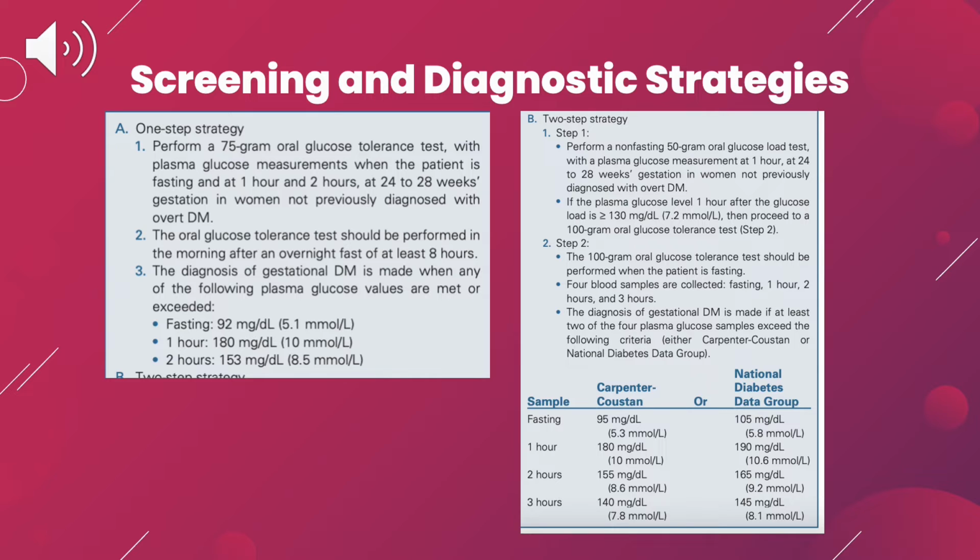The two-step strategy is a non-fasted 50-gram oral glucose ingestion followed by a plasma glucose measured 1 hour later. If the 1-hour glucose test is greater than 130, then a 100-gram oral glucose test will be done when the patient is fasted. The 100-gram test has fasting glucose levels drawn as well at 1, 2, and 3 hours following the dose. The Carpenter-Coustan diagnostic criteria is made if at least two of the following are true: a fasting glucose greater than 95, a 1-hour glucose greater than 180, a 2-hour glucose greater than 155, or a 3-hour glucose greater than 140.